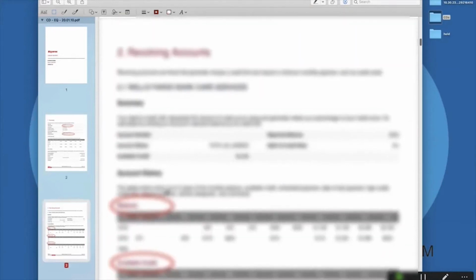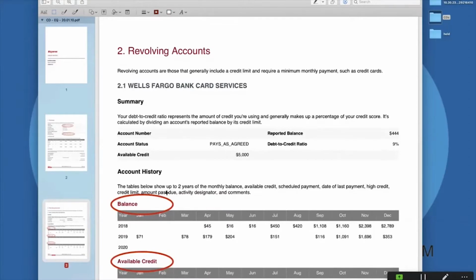Now let's go down to number 2, which is revolving accounts. The revolving account shows the formal bank name and how it's reported to the profile. Wells Fargo Bank Card Services. Now the status is paid as agreed, right? The debt to credit ratio, the utilization in this case, is 9% on this particular card. Reported balance is 5,444. So it's under 10%, right?